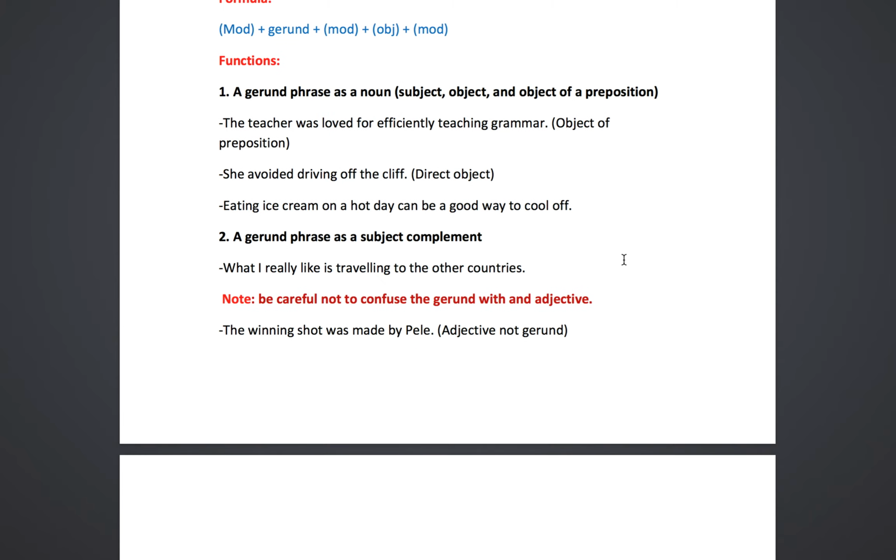She avoided driving off the cliff. You can just say she avoided driving, but to add more detail and information, you can say driving off the cliff. Here, this is the gerund phrase and it's working as the object of the verb avoided.